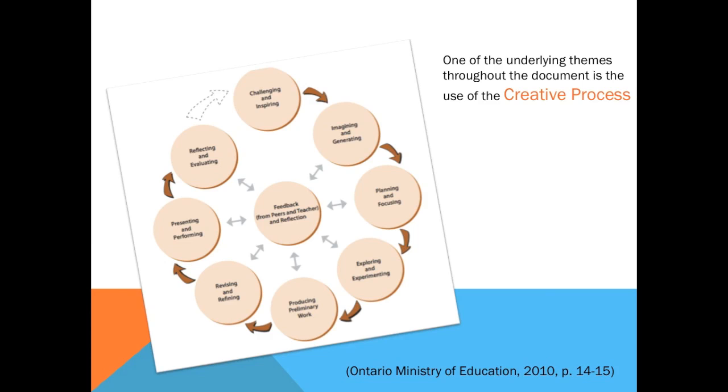So one of the underlying themes throughout the document is the use of the creative process. This is very important. And in the document, they've actually provided you with this kind of wheel that focuses on challenging and inspiring, imagining and generating, planning and focusing, exploring and experimenting, producing preliminary work, revising and refining, presenting and performing, reflecting and evaluating. But the important thing is it's always coming back and forth between peers, teacher, and reflection. So the feedback aspect in the center is a very important and strategic element of the creative process.